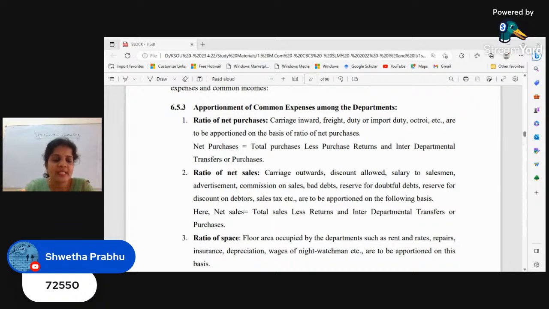For which expenditures will this ratio of net sales be considered? Like carriage outwards, discount allowed, salary to the salesman, advertisement, commission on sales, bad debts, reserve for bad debts. Any bad debts arise because of the sales. If the debtors have not paid the amount, it becomes a bad debt. So this also has to be apportioned on the basis of net sales. Next, reserve for discount on debtors, sales tax, etc. should be apportioned on the basis of the ratio of net sales.